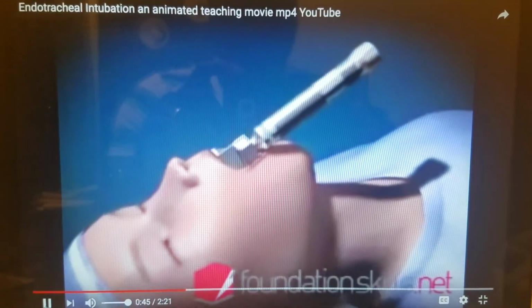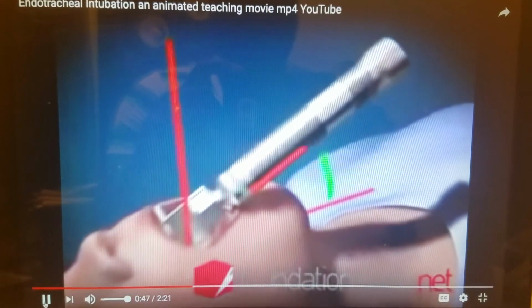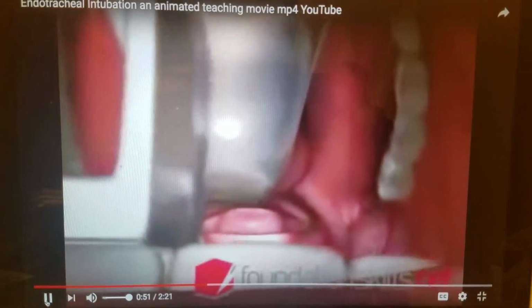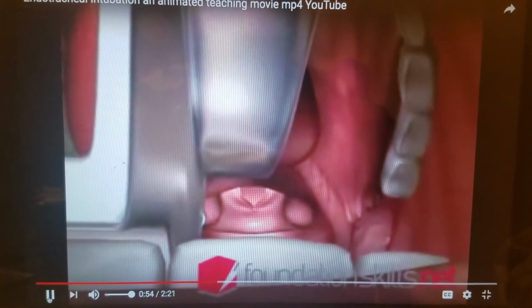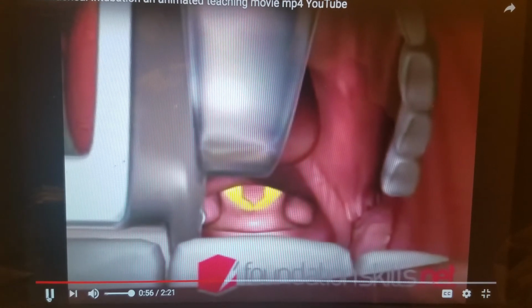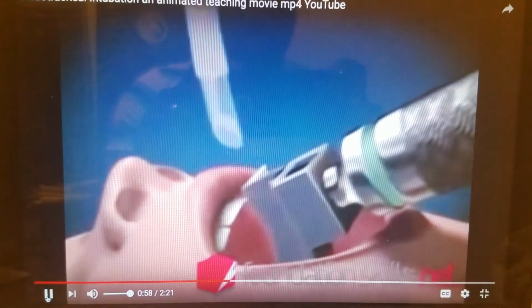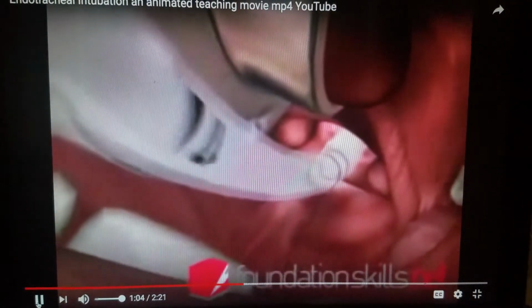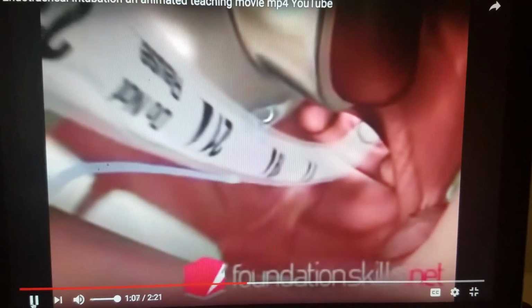With the handle of the laryngoscope pointing away from you at 45 degrees, lift upwards and away to lift up the tongue and epiglottis to display the vocal cords and the laryngeal opening. With the right hand, insert the endotracheal tube from the right-hand side of the mouth directly between the cords and into the trachea until the cuff passes through the cords.